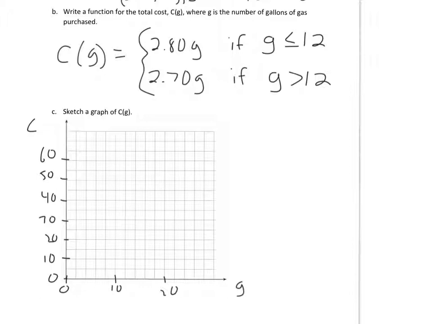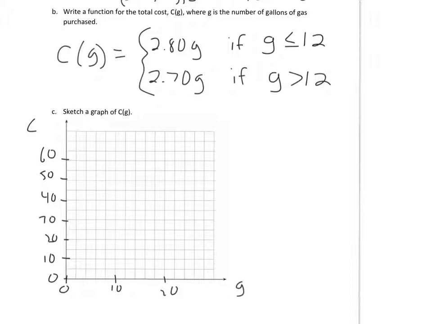Now we've scaled my axes so that the horizontal axis represents the number of gallons of gas. And I chose to let each square represent 2. So that's 2, 4, 6, 8, 10, 12, 14, 16, 18, 20 gallons. Those are gallons. And this is the cost in dollars going up. So $0, each square is $5. So 5, 10, 15, 20, 25, 30, 35, 40, 45, 50, 55, 60.